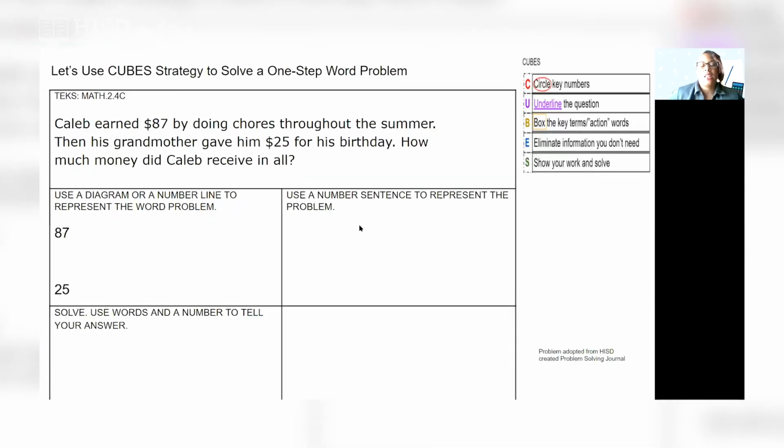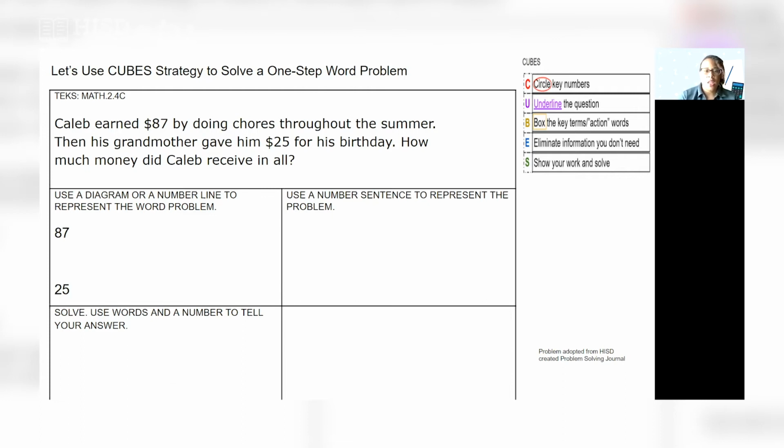So let's use the CUBES strategy to solve a one-step word problem. This problem was adapted from the HISD Problem Solving Journal. It says Caleb earned $87 by doing chores throughout the summer. Then his grandmother gave him $25 for his birthday. How much money did Caleb receive in all? So let's break this problem down. Ms. Ward put our CUBES strategy up on the screen so we can remember and make sure we go through each step.